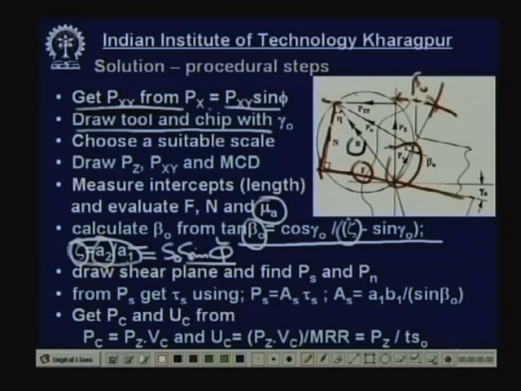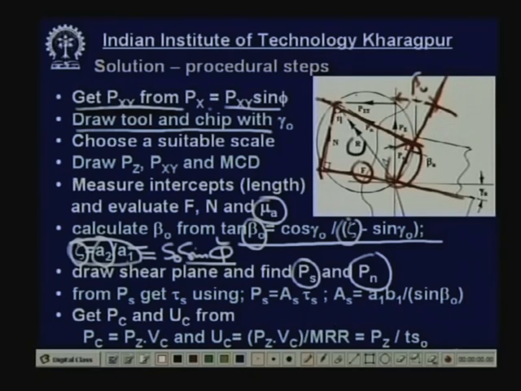From the known value of beta you draw this shear angle, shear plane, this one, and this intercept is Ps. Now, join this one, you get Pn. So, you get Ps and Pn from this circle directly. So, you get all the forces F, N, mu and Ps, Pn directly without any calculation, no calculation needed.